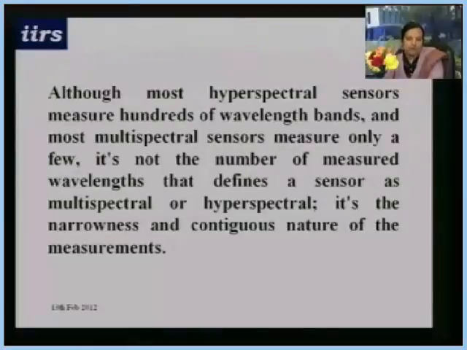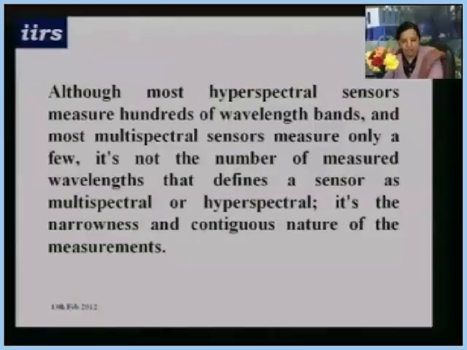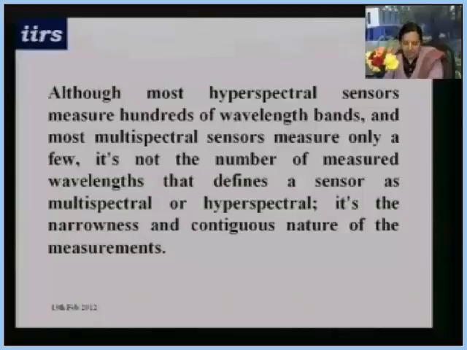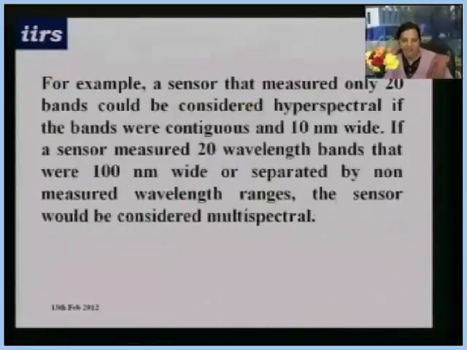So even though you may have a large number of bands, if the data has large wavelength gaps, is not contiguous in nature, and is broadband, it would not be called hyperspectral remote sensing. The spectral resolution should be narrow, and the data should be contiguous in nature. There should be no wavelength gaps in between.